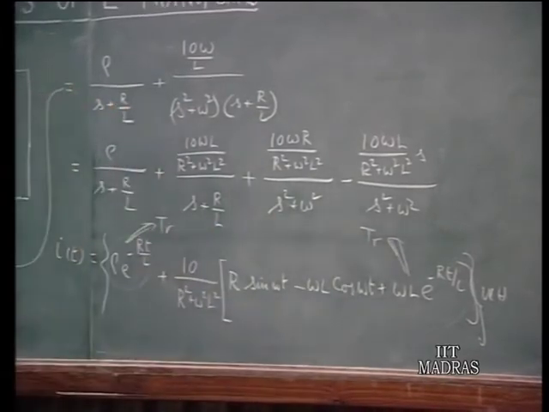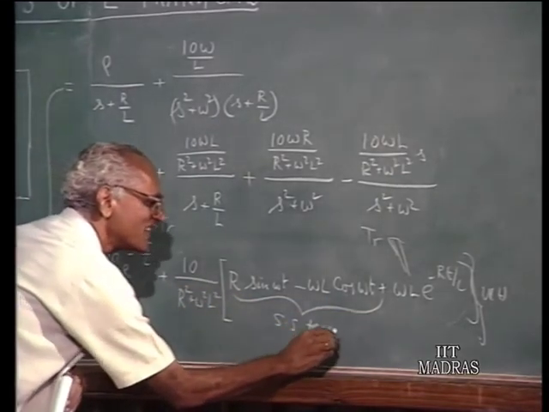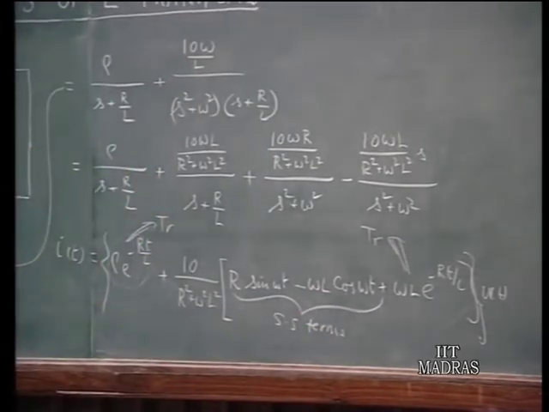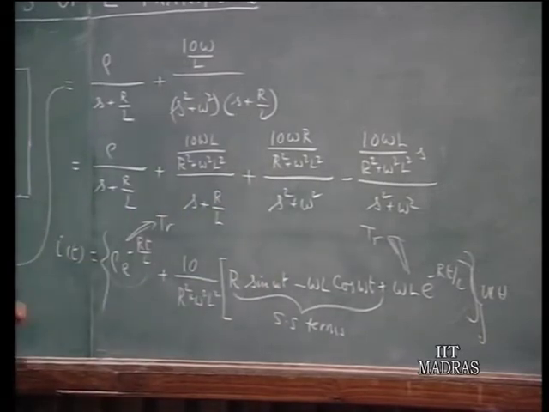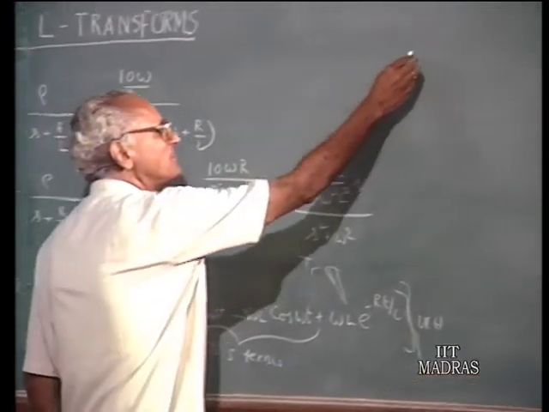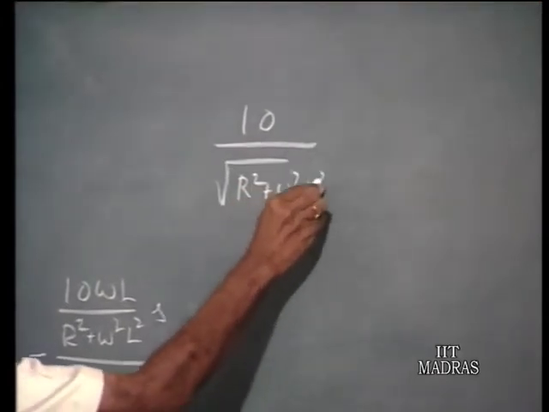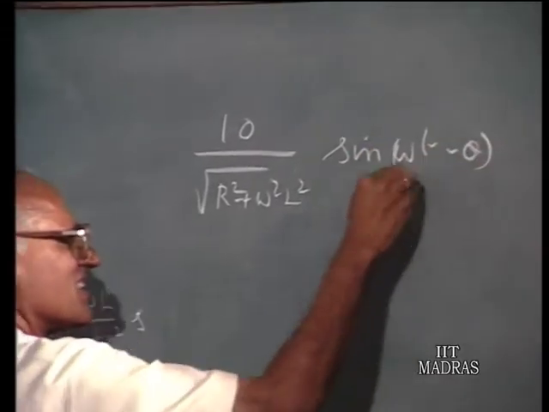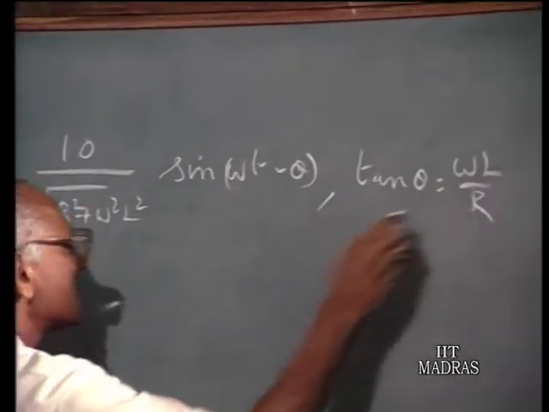They decay with time. Actually, both of them can be combined, whereas these two terms are the steady state terms. You are driving this particular circuit with a sinusoidal forcing function. Therefore, there is a steady state solution and this is what we are having. You can show this steady state term to be 10 by root of r squared plus omega squared L squared, that is the impedance of the circuit, sin omega t minus theta, where tan theta equals omega L over r. So, this is the steady state solution.